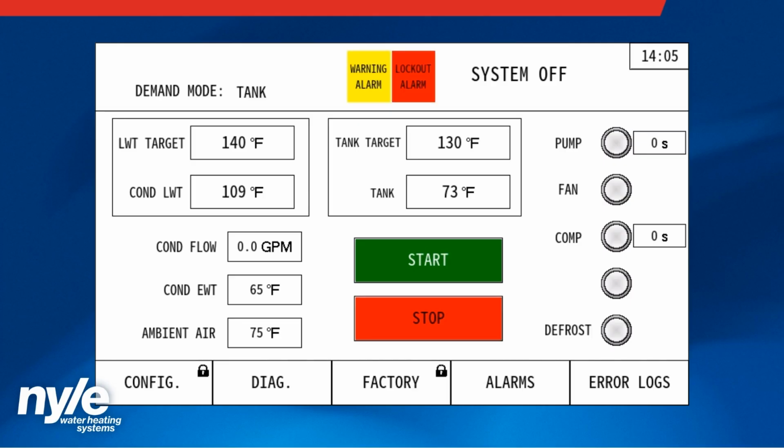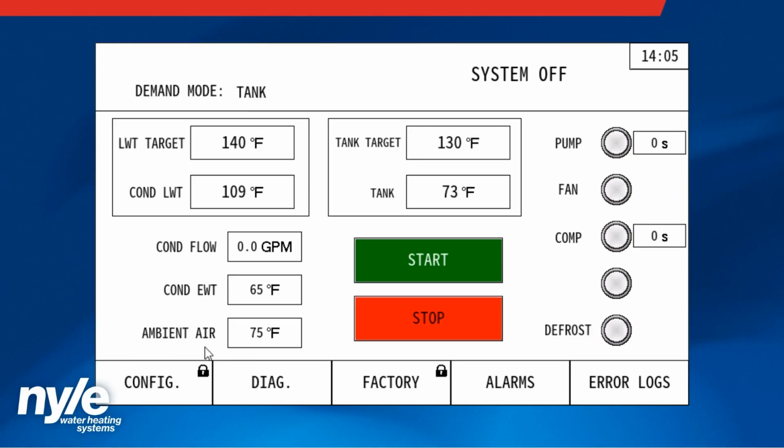We have displayed leaving water temperature target, LWT. Condenser LWT actual value is showing 109 degrees. We have the condenser flow, condenser entering water temperature, and the ambient air temperature, since this is an air unit. I will note water units will have different items appear on the page.